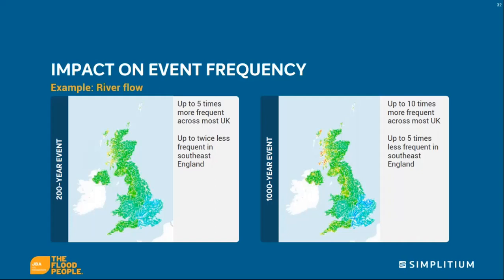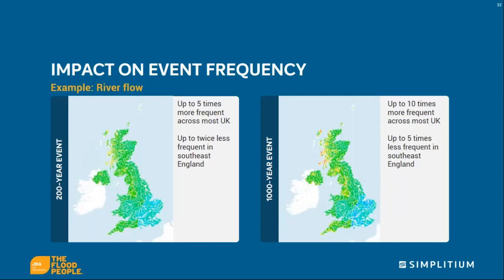However, for locations in the southeast of England, again denoted by that blue, 200-year events become up to twice less frequent, and 1,000-year events up to 5 times less frequent. So there is a clear pattern of flood events in river flow generally becoming more frequent in western parts of the UK and less frequent in the southeast.